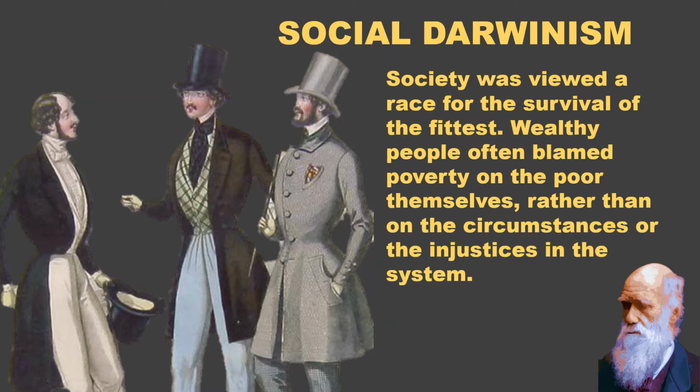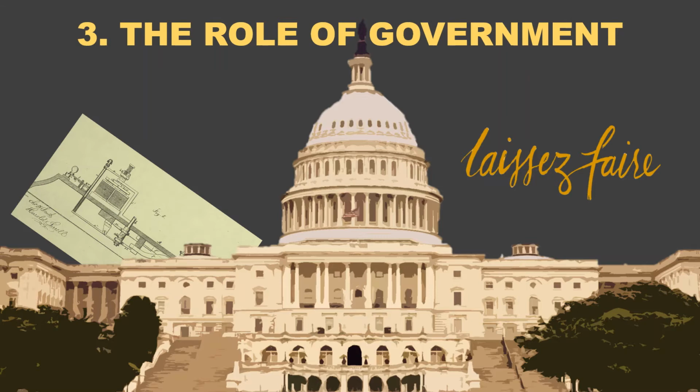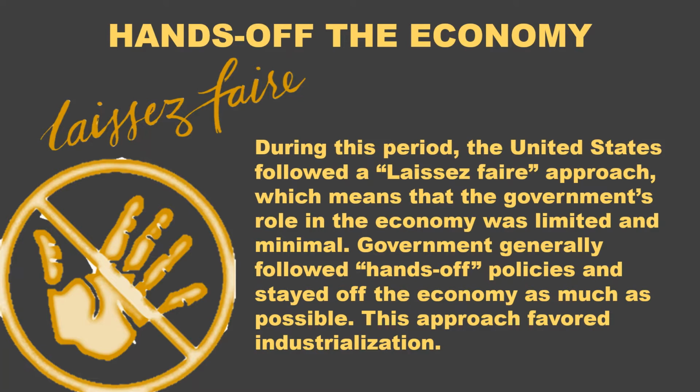The role of government was also important in this economic process. During this period, the United States followed a laissez-faire approach, which means that the government's role in the economy was limited and minimal. The government generally followed hands-off policies and stayed off the economy as much as possible. This approach favored industrialization.